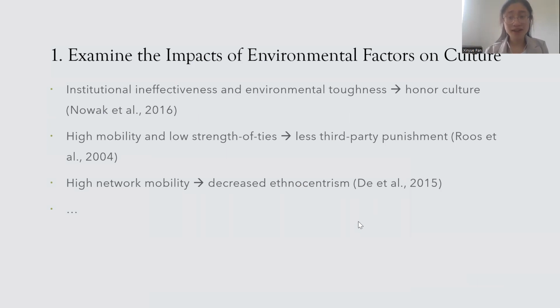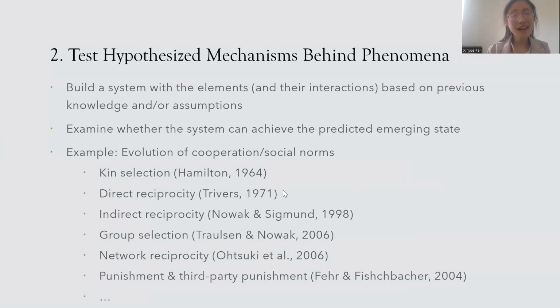And there are also many other examples. For example, EGT models have been used to study honor culture and third-party punishment and ethnocentrism behaviors. And the second application is to use it to test hypotheses and mechanisms behind phenomena. In other words, you can design the agents in a way that you suppose human beings will do, and let them interact in a way that you want, and then examine whether through certain mechanisms the population can evolve an emerging state as you expected.